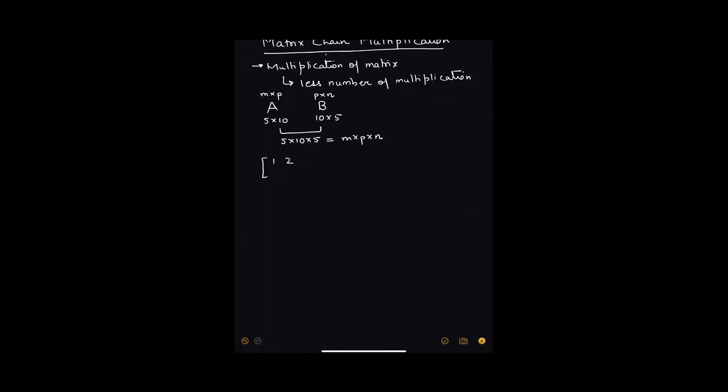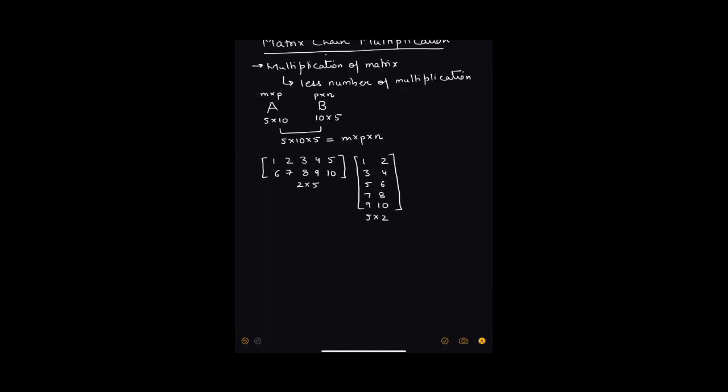Suppose I have a matrix as 1, 2, 3, 4, 5, 6, 7, 8, 9, 10. So this is a matrix of 2 cross 5. Similarly, I have a matrix as 1, 2, 3, 4, 5, 6, 7, 8, 9, and 10. This is of dimension 5 into 2.